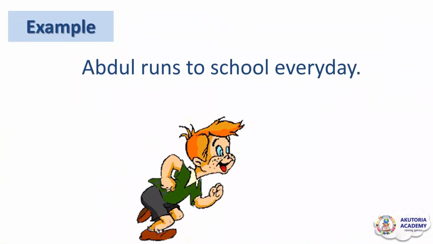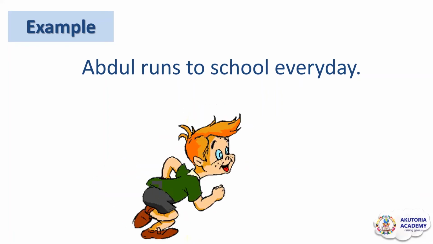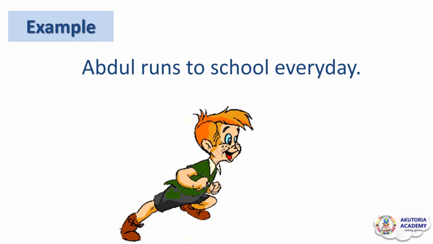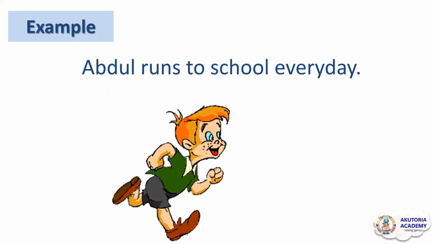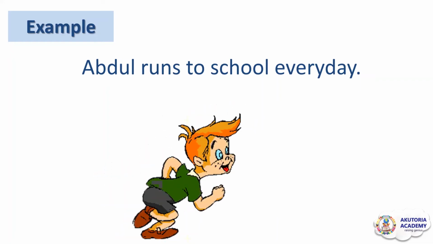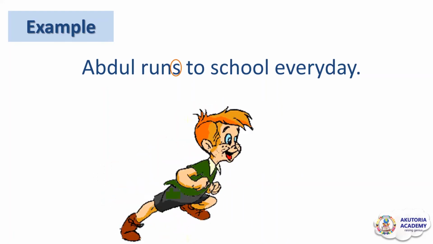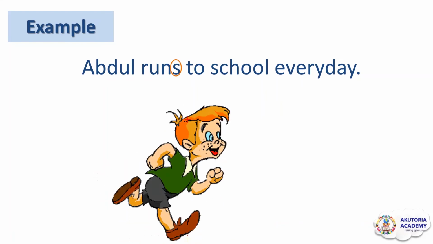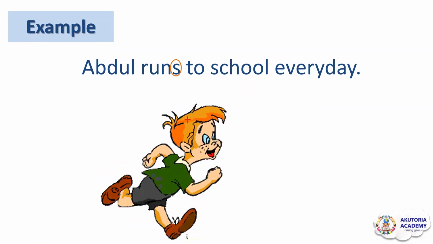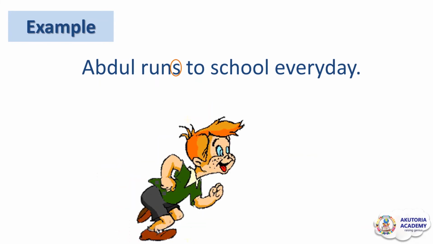Let's see this example. Abdul runs to school every day. Now, how many subjects do we have here? One. Abdul is our subject. And the verb is runs. But did you notice it has an S? Because the subject is singular. The verb must be singular. The verb must have an S or an ES. So it's Abdul runs to school every day.